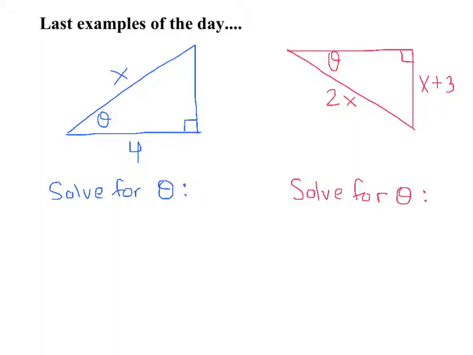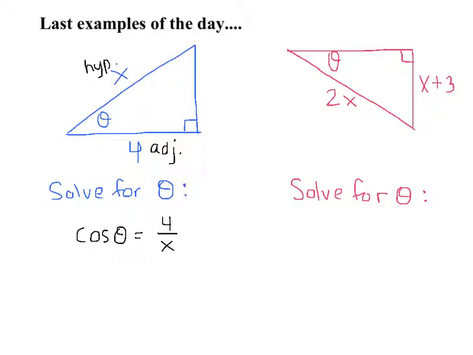So what I'm looking at is the angle and what 2 sides I have. So can you figure out what trig function is going to work with the 2 sides that I have? So what I'm thinking is I have the adjacent side to that angle, and I have the hypotenuse. So I'm going to use cosine. So I'm going to write cosine of theta equals 4 over x.